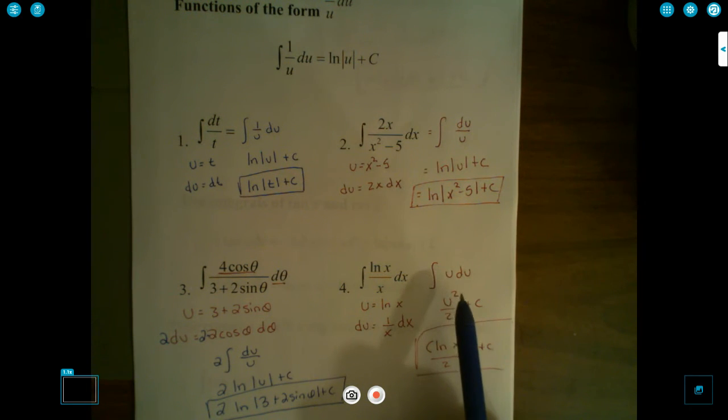I can go ahead, substitute in u du. So from there, we go ahead and integrate. Get u squared over 2 plus c. Substitute back in. And we call it a day.